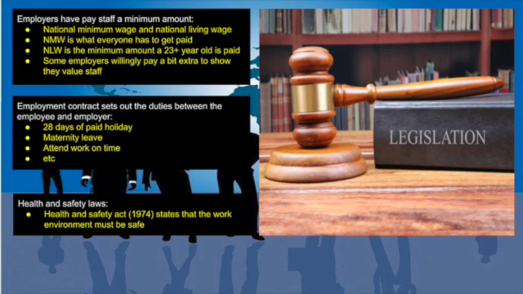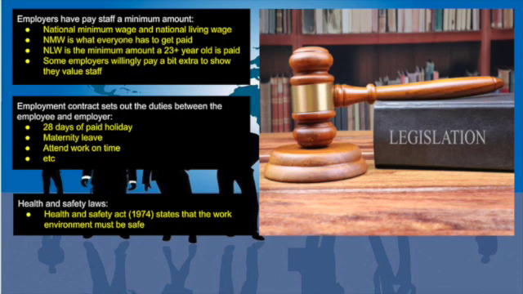Yeah, employers have to pay staff a minimum amount. So the national minimum wage and national living wage. National minimum wage is what everyone has to get paid. National living wage is the minimum amount for 23-plus-year-olds. Some employers willingly pay a bit extra to show that they value staff, which can lead to employees feeling more motivated and work harder.